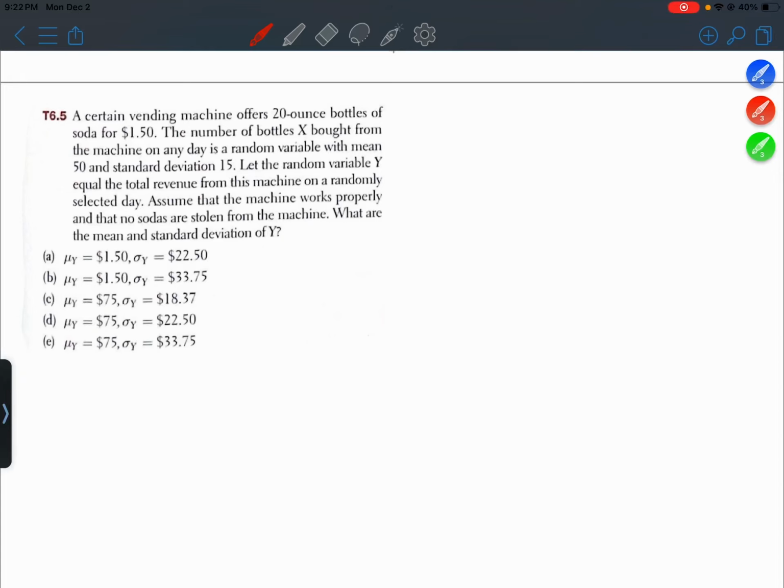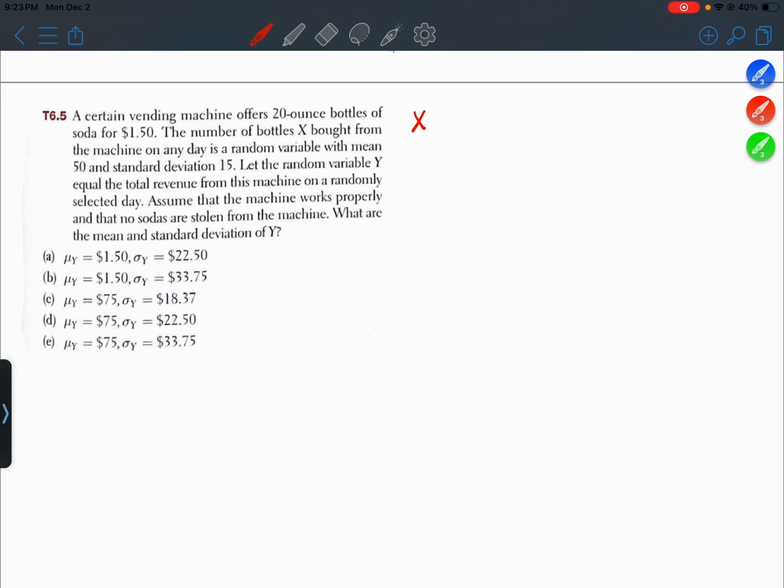All right, question 6.5. A certain vending machine offers 20-ounce bottles of soda for $1.50. The number of bottles X bought from the machine on any day is a random variable with mean 50 and standard deviation 15. Okay, so I'm going to pause right there and make a couple notes about that last sentence.